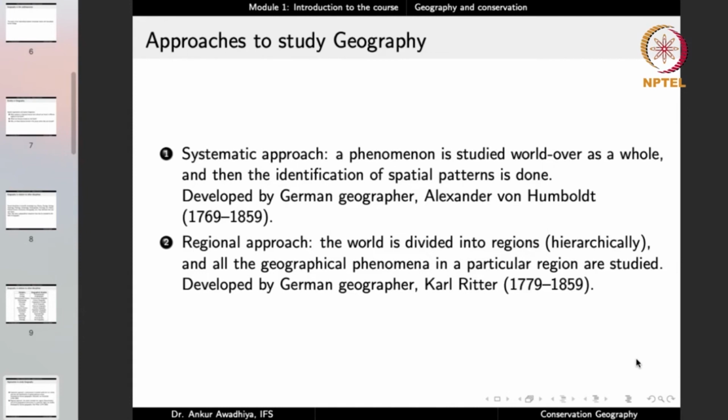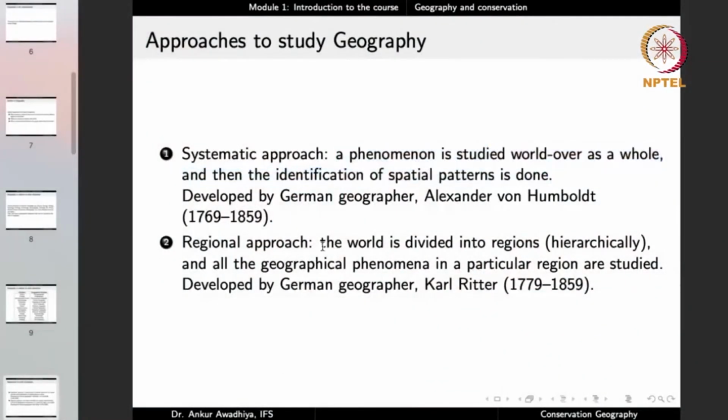Now there are two approaches to study geography. We have the systematic approach and we have the regional approach. Both have their origins in German geographers. Now in the systematic approach, a phenomenon is studied the world over as a whole, and then identification of spatial patterns is done. So in this case, you study a phenomenon all over the world, and then you identify which spatial patterns are found in which areas. So you are studying the phenomena in a worldwide manner, not in a particular region of Earth.